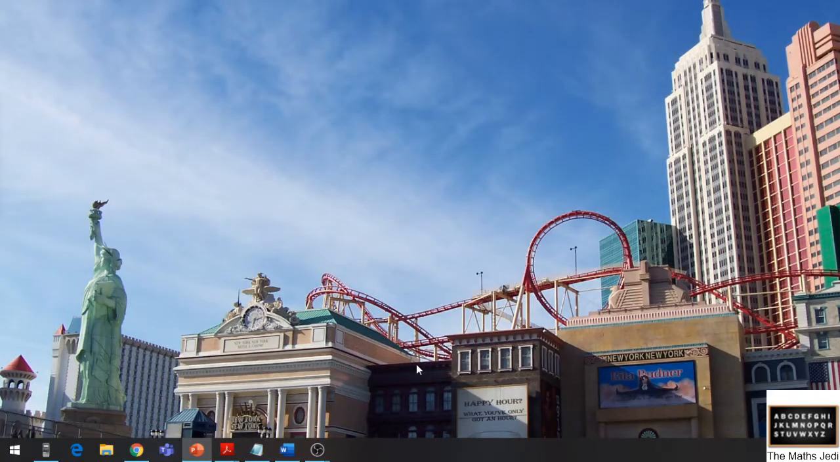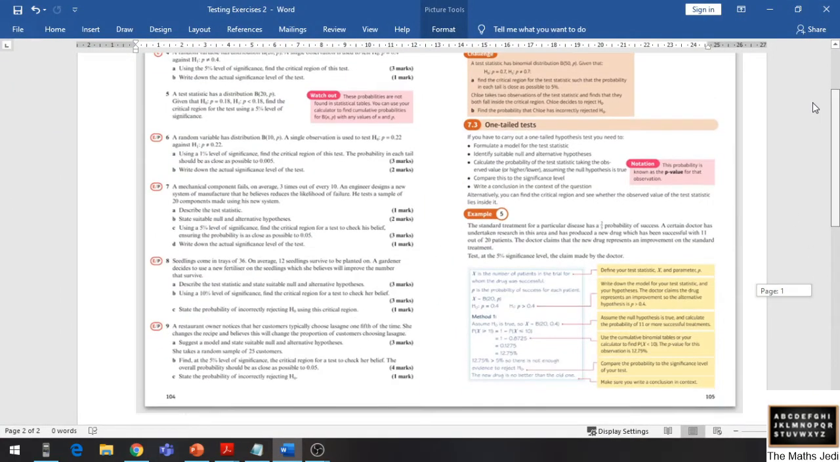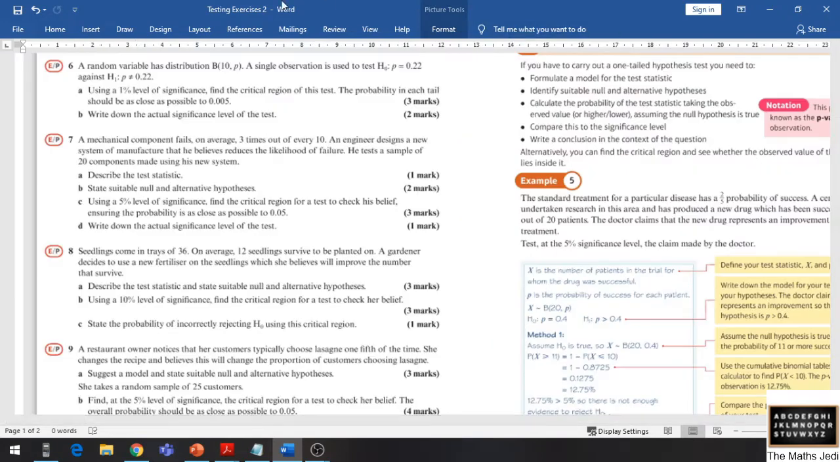Okay, time to go into some questions. Let's have a look at some questions. We're going to focus in on a couple of things here. I'm going to start off in exercise 7b. I'm going to focus in on question 6 and then question 9. So those two questions here. So question 6 and then question 9. So we'll look at those real quick.